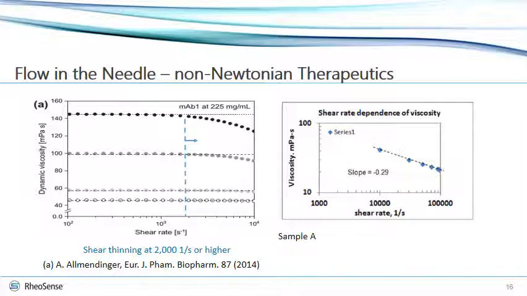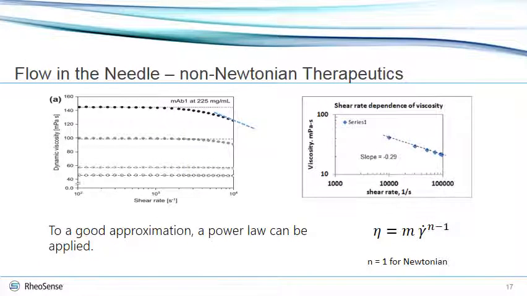To a good approximation, we are going to assume that a power law can be used in the shear thinning region. For this constitutive equation, the viscosity is proportional to a constant times the shear rate to the power n minus 1, where n is the power law coefficient. So you will have n equal to 1 for a Newtonian fluid and n below 1 for shear thinning non-Newtonian fluids.